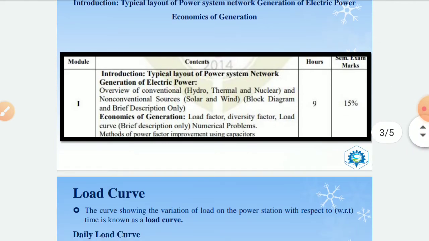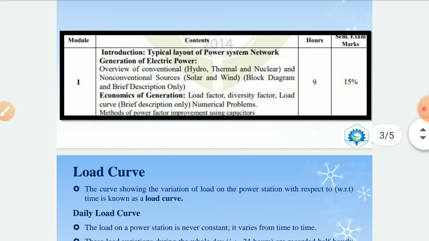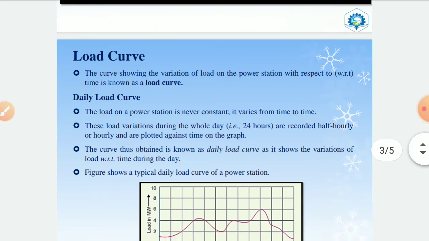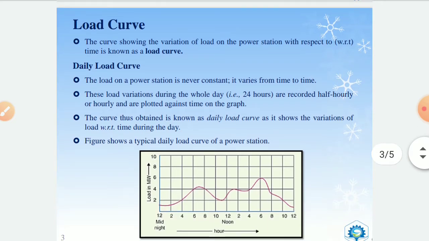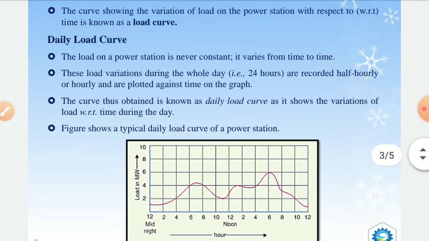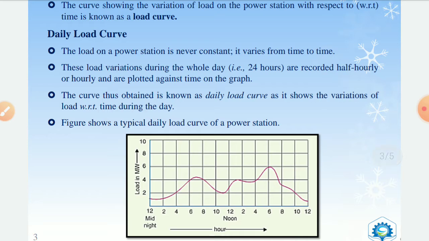So already we have completed the first half, that is hydrothermal, nuclear, solar and wind power plants, and now we are moving on to the economics of generation, and today we are going to study what is meant by a load curve. A load curve shows the variation of load on a power station with respect to time. If we are plotting the load variation on a power station with respect to time, then we can call it a load curve.